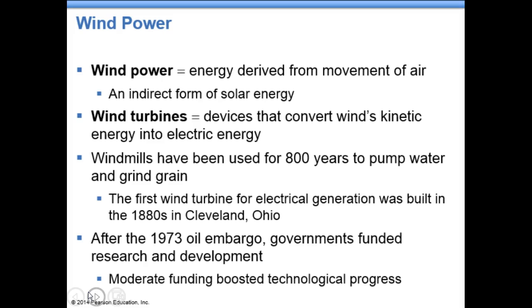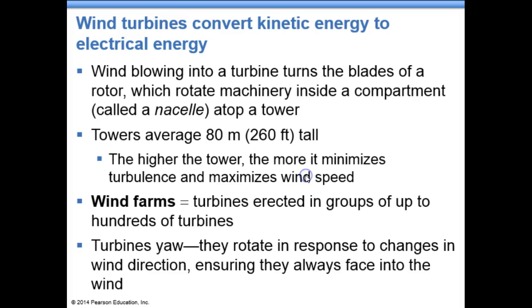The first wind turbine that was built to generate electricity was actually constructed in the 1880s in Cleveland, Ohio. And then it wasn't until the 1970s, 1973 oil embargo to be exact, that the governments and industry in North America and Europe began funding research for the development of wind power. They did fund to help boost the technologies so that progress in the wind alternative energy would move faster.